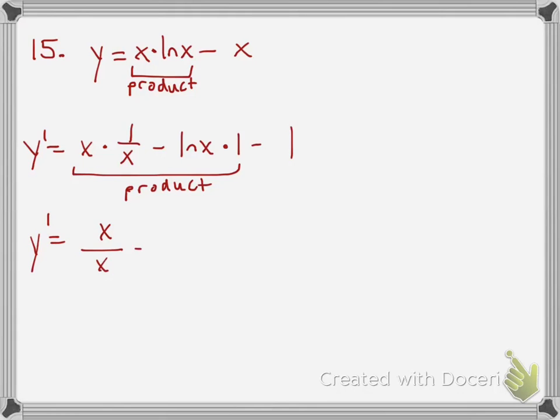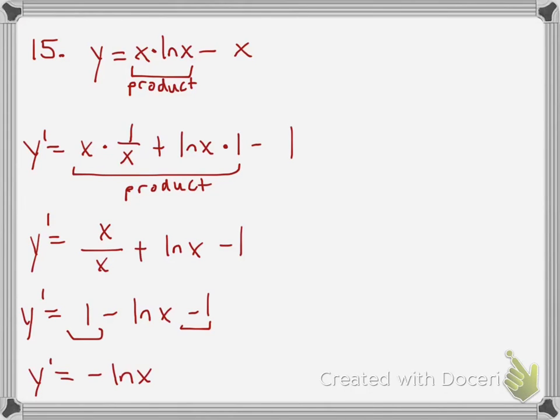x times 1 over x is x over x. And then my plus, I don't know why I wrote the minus, plus the natural log of x times 1 is just the natural log of x. We're subtracting 1. All right, x divided by x is 1. This is where I start to change it. It should have been all pluses the whole way through. So when you start to combine like terms here, the 1 minus 1 is gone. You're just left with the natural log of x.